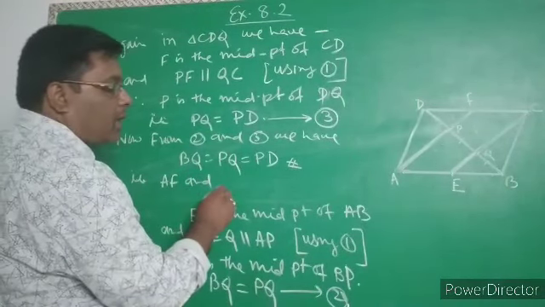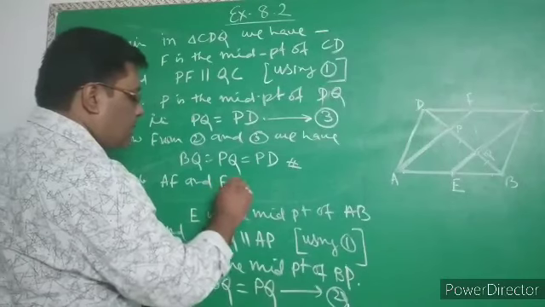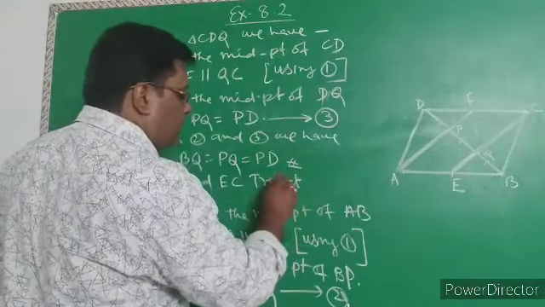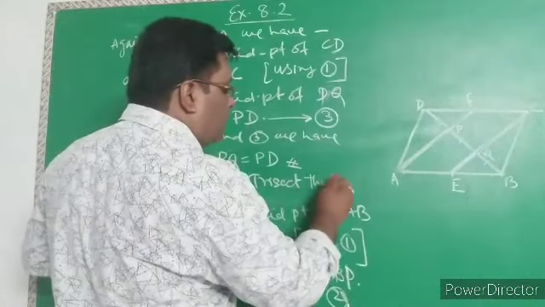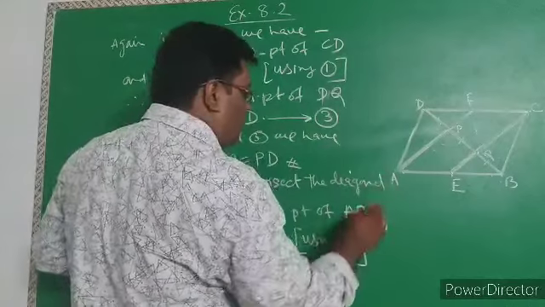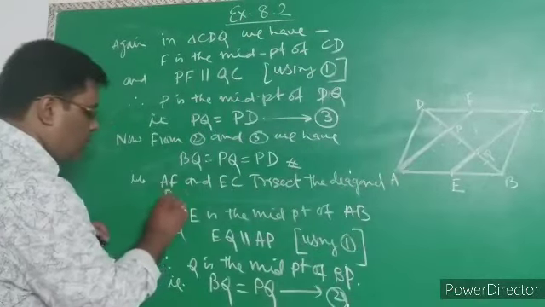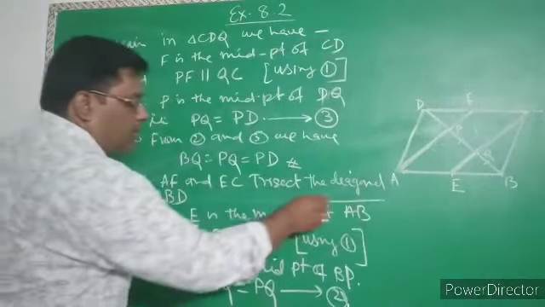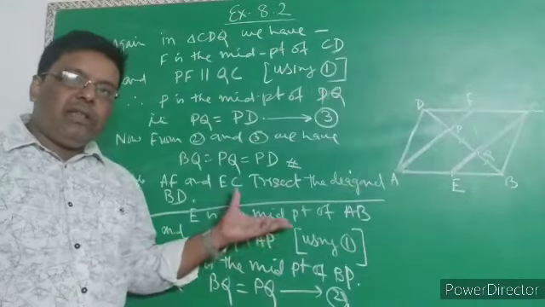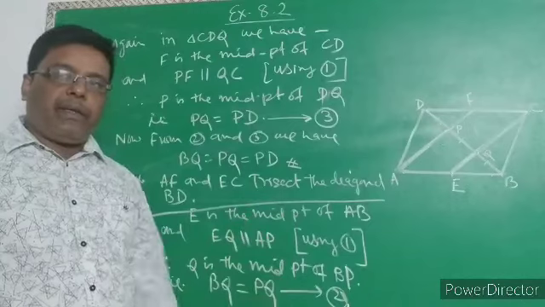and EC trisect the diagonal BD. So this is the thing. So easy proof, practice it.